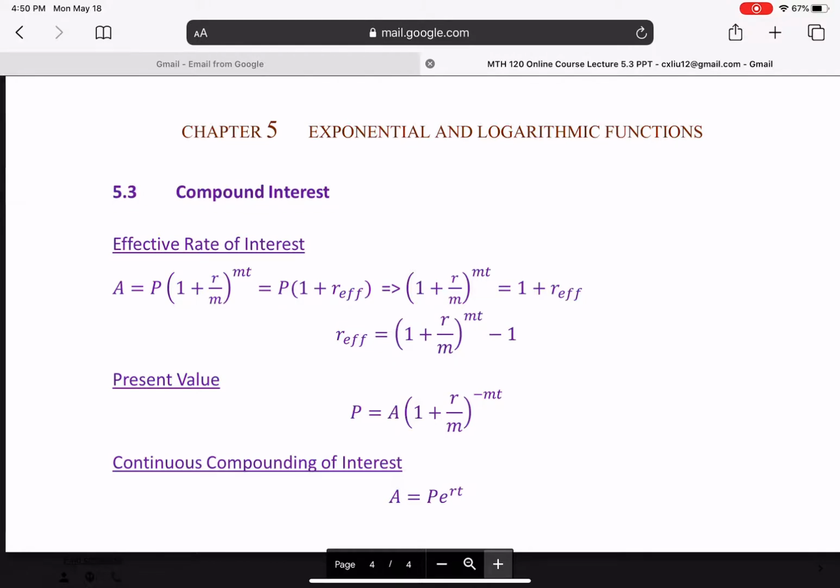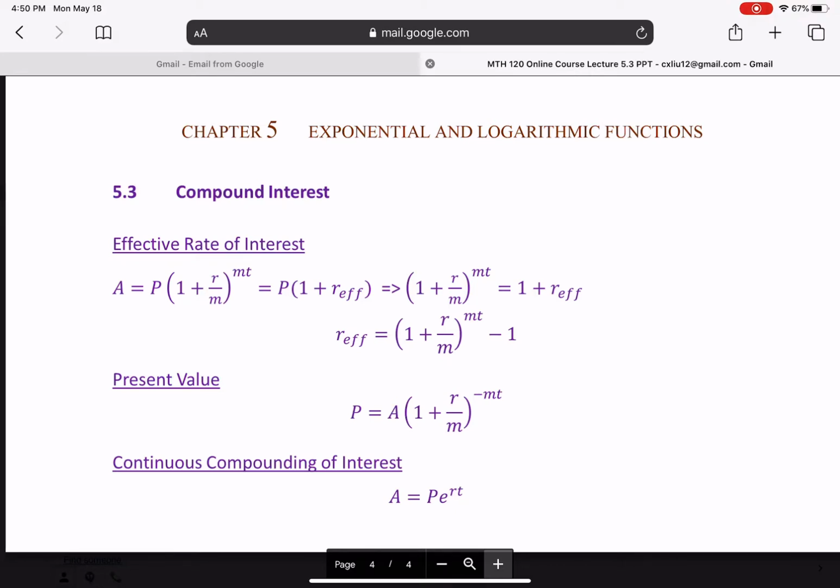And another formula is called present value. That means if you want to get some money in the future, how much do you need to deposit now? So we use the formula A equals P times (1 plus R over M) to the MT and divide the equation on both sides by the factor of (1 plus R over M) to the MT. We get P equals A times (1 plus R over M) to the negative MT.